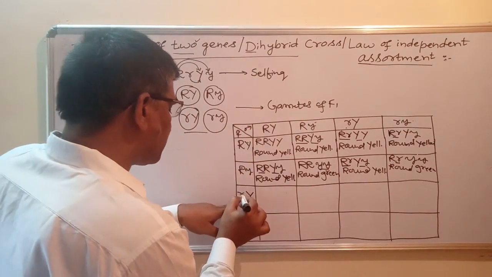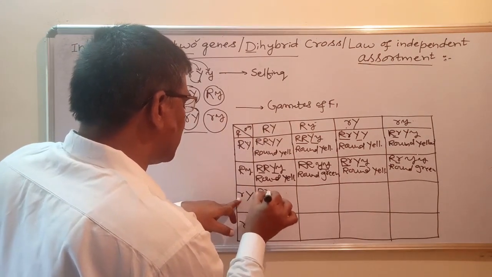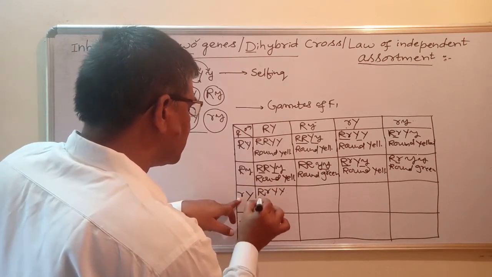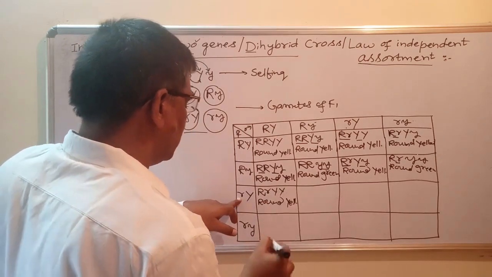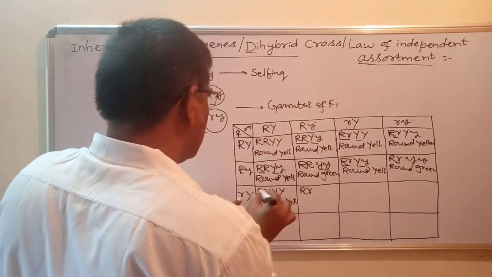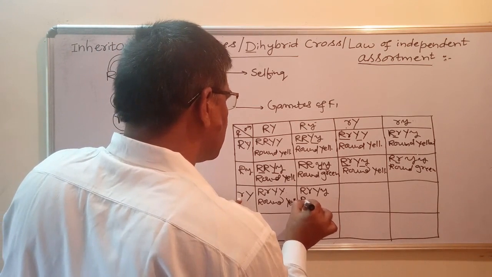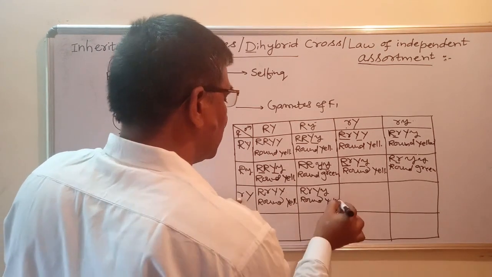Now this is small r, this capital R. So we have to write capital letter first, capital R, small r. This capital Y, both capital Y. Therefore this is round yellow. Now this capital R, this is small r, capital R, small r, capital Y, small y. So this is also round yellow.